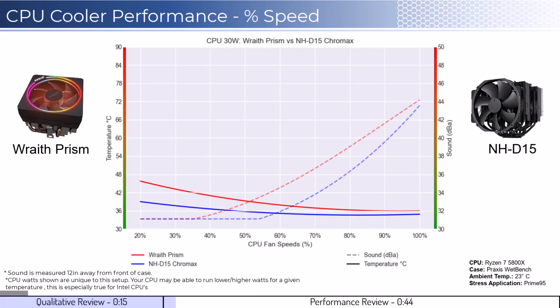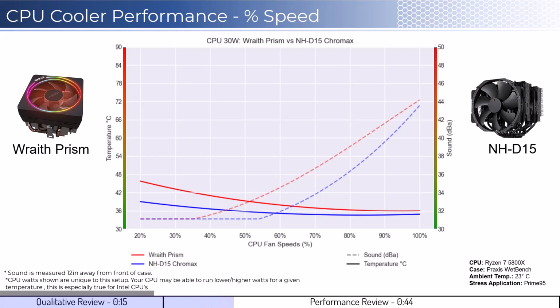We're going to cover two sets of graphs, one normalized by percent speeds and the second normalized by noise levels. Note that these graphs are created by using machine learning models to help break down the performance using over 1 million data points in an open case. This means that performance may differ depending on your case's airflow and your CPU.